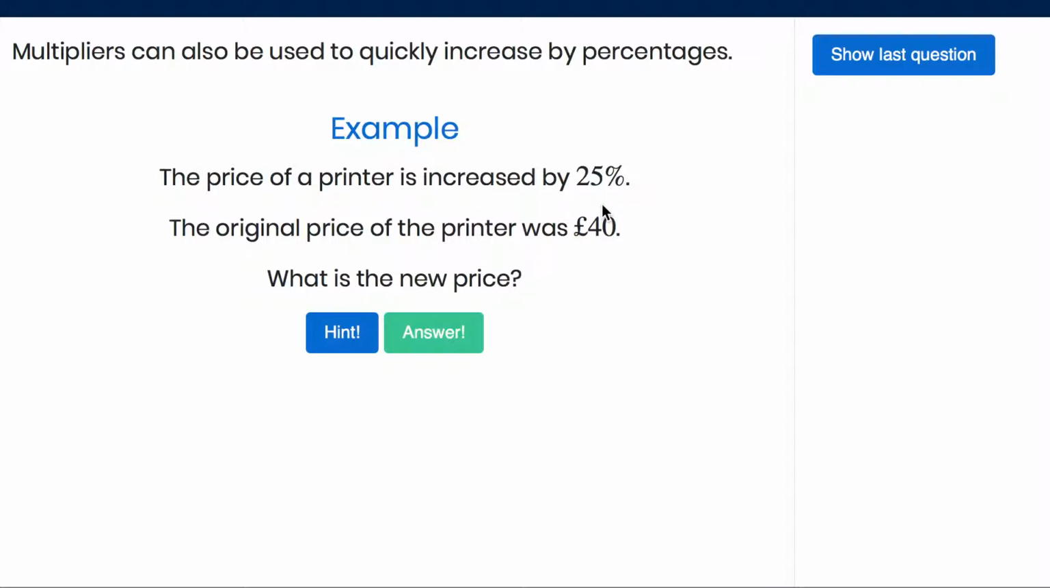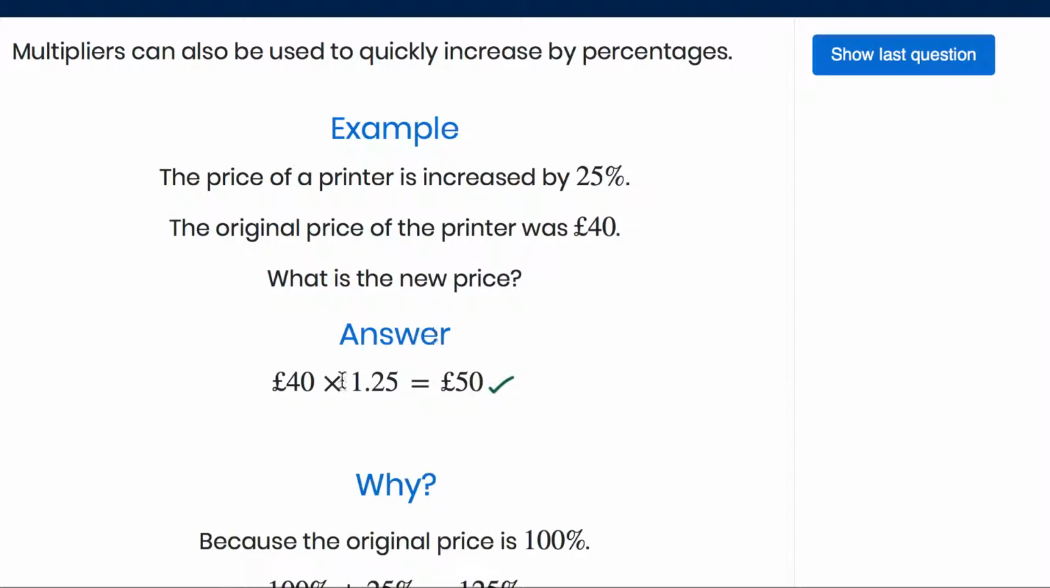Okay, here is the answer. So enter 40 times 1.25 into your calculator to get an answer of £50. Again, let's see why this is.